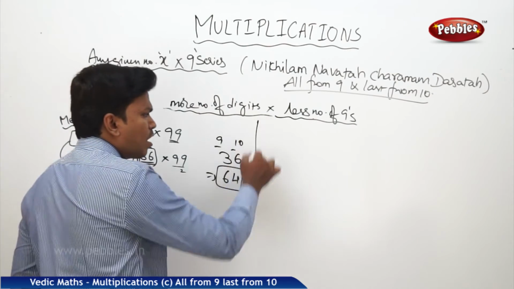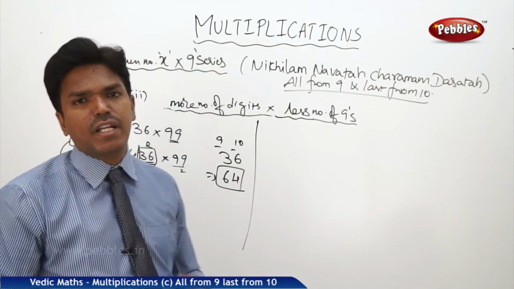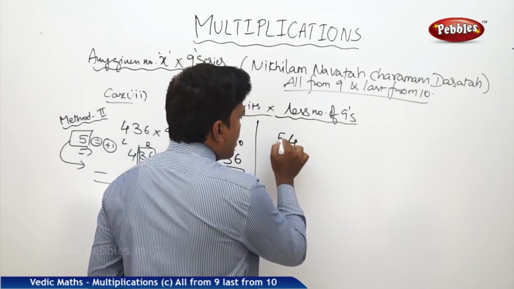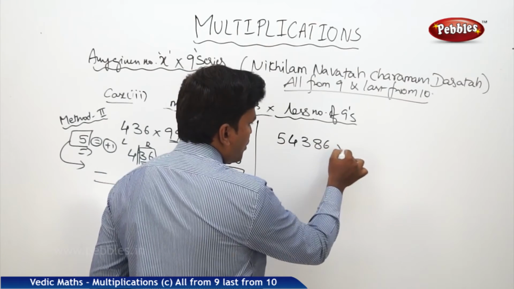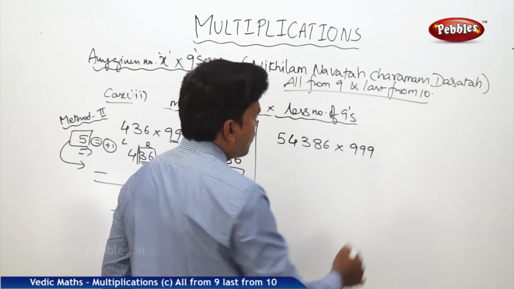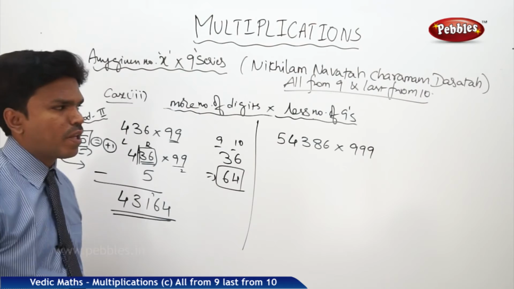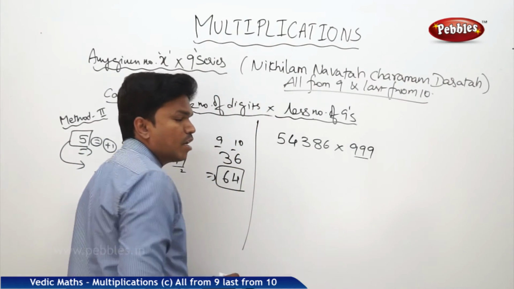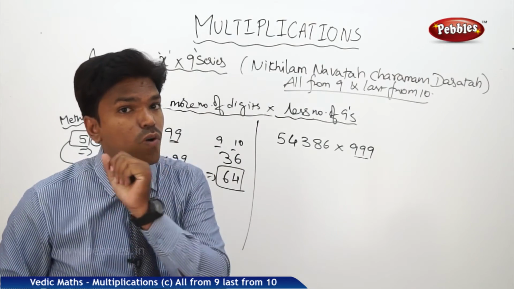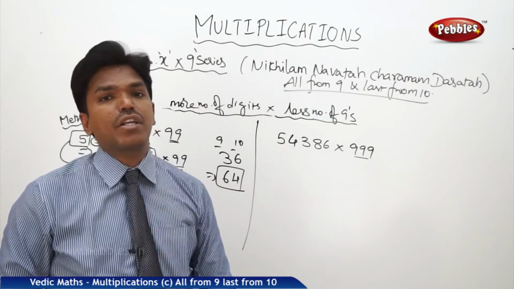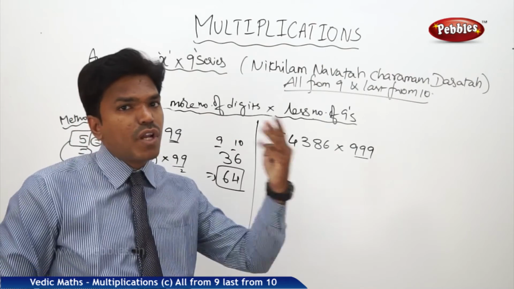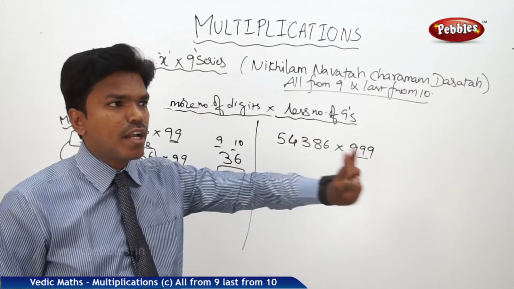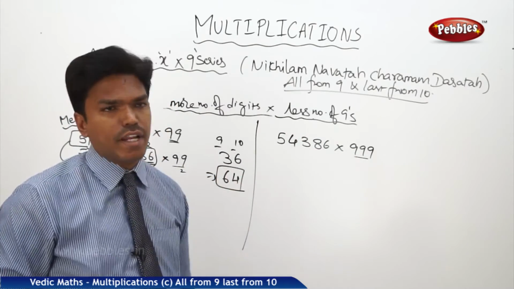Now I will take one more example so that it will be very clear for you. Let us take 54386 into 999. Now you tell me, in this example, how many nines are there? 3 nines. So where do I have to make a partition in the given number? After 3 digits from the right, since there are 3 nines.